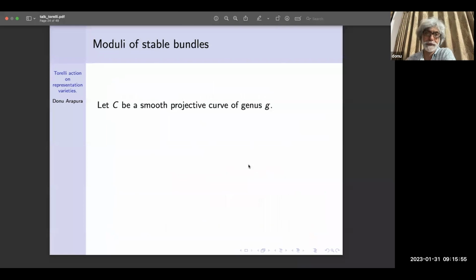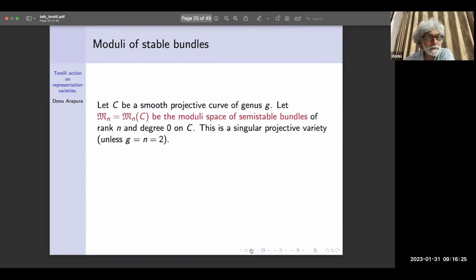So I'm going to switch from topology to more algebraic geometry. Up to this point, I've been working with completely topological objects. Now, somebody asked me what C is, and C is now a choice of a smooth projective curve of genus G. So topologically, it's sigma, but it's sigma plus a complex structure.